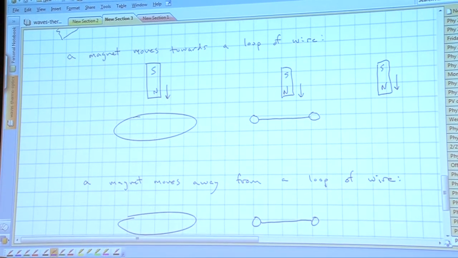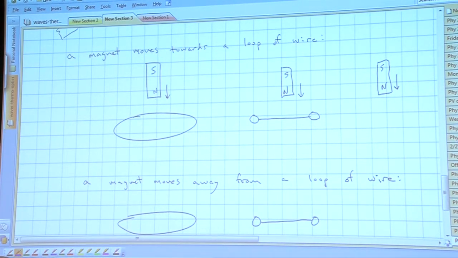This falling magnet has a magnetic field out here, right? As it gets closer and closer to the ring, the magnetic field gets stronger and stronger. You see that? If it's far away, the magnetic field's weak from that magnet. As it gets closer and closer, it gets stronger and stronger. So there's an increasing magnetic flux in the downward direction through that loop.